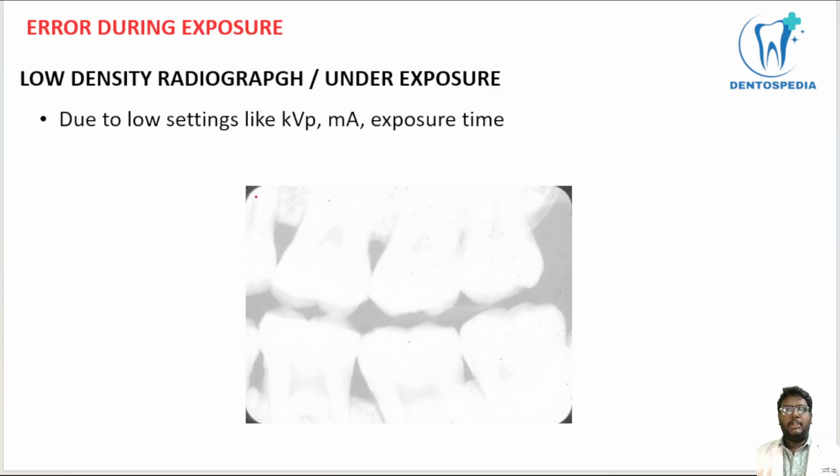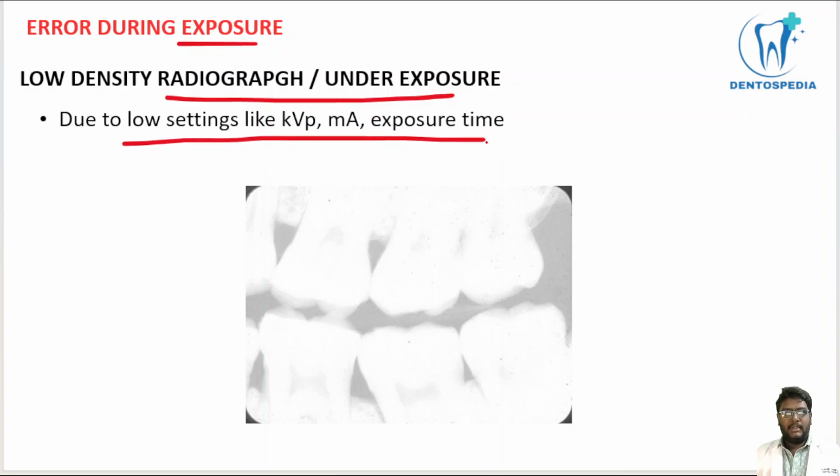And coming to the errors occurring during exposure. Okay, the first error is low density radiograph or underexposure. It is mainly occurring due to low settings of kVp, milliampere, and exposure time. So we have a control panel, right? And we have certain settings for kVp, that is kilovoltage peak, milliampere settings, and exposure time. If we use low settings, we will get this kind of underexposed radiograph, and you can't even differentiate between enamel, dentin and pulp. And these are non-diagnostic radiographs. Okay.